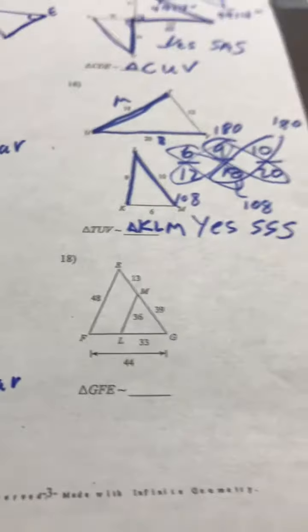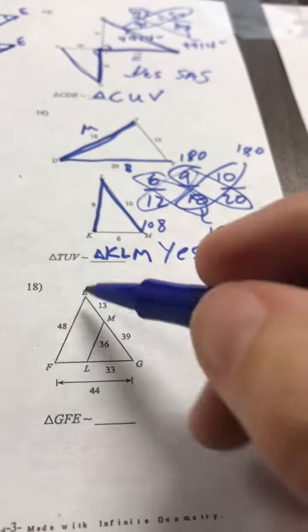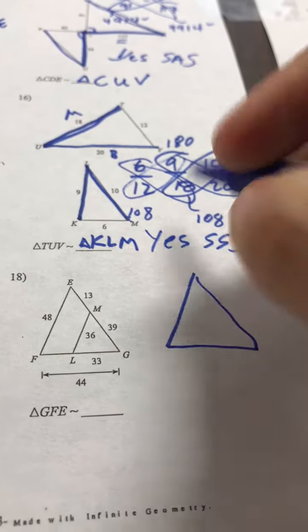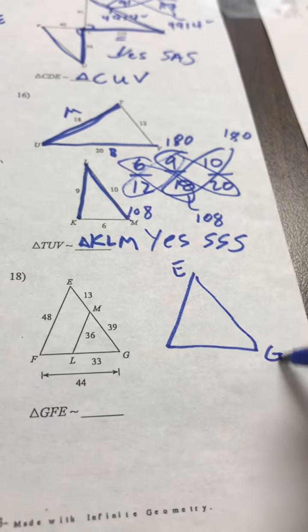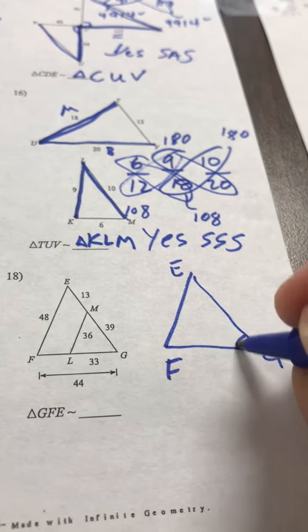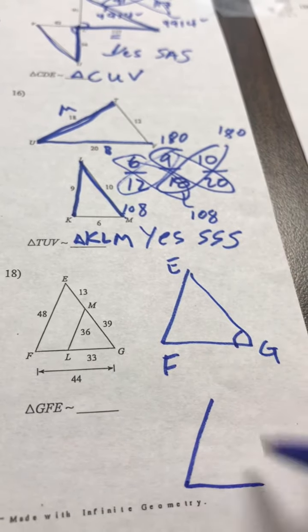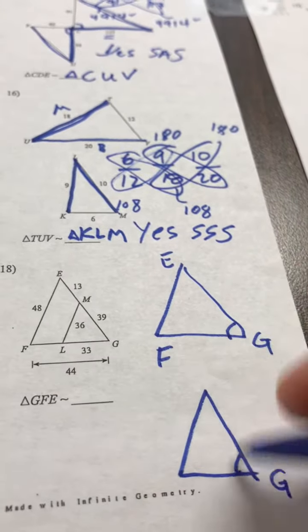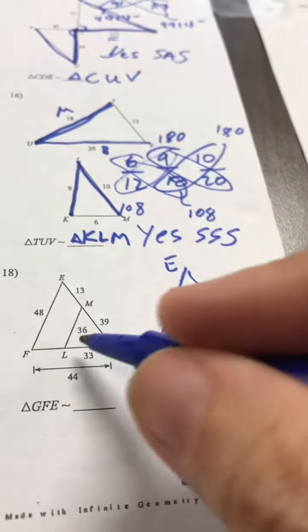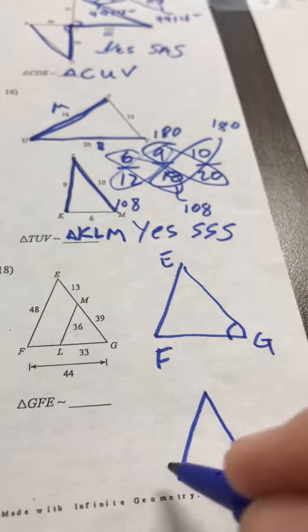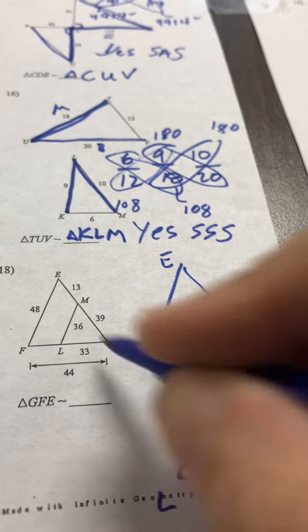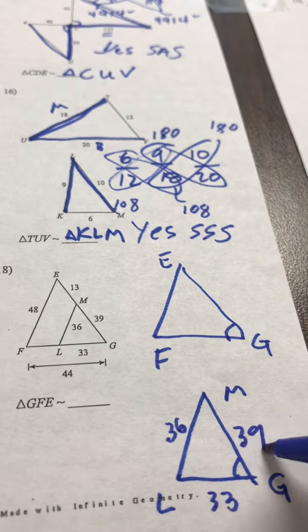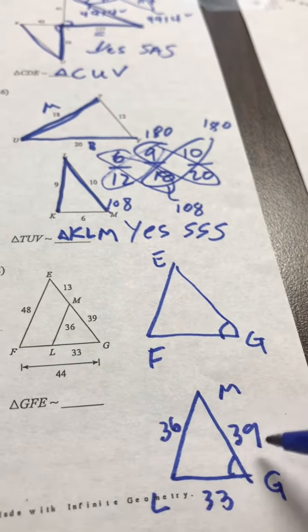Okay, next one, 18. We got these things on top of each other. So I'm going to draw the mom, EGF, and I know angle G is a match for the mom and the baby because they're right on top. Angle G on the mom and the baby are exactly the same. And then it looks like the baby is 33, 36, 39. So small, medium, large.